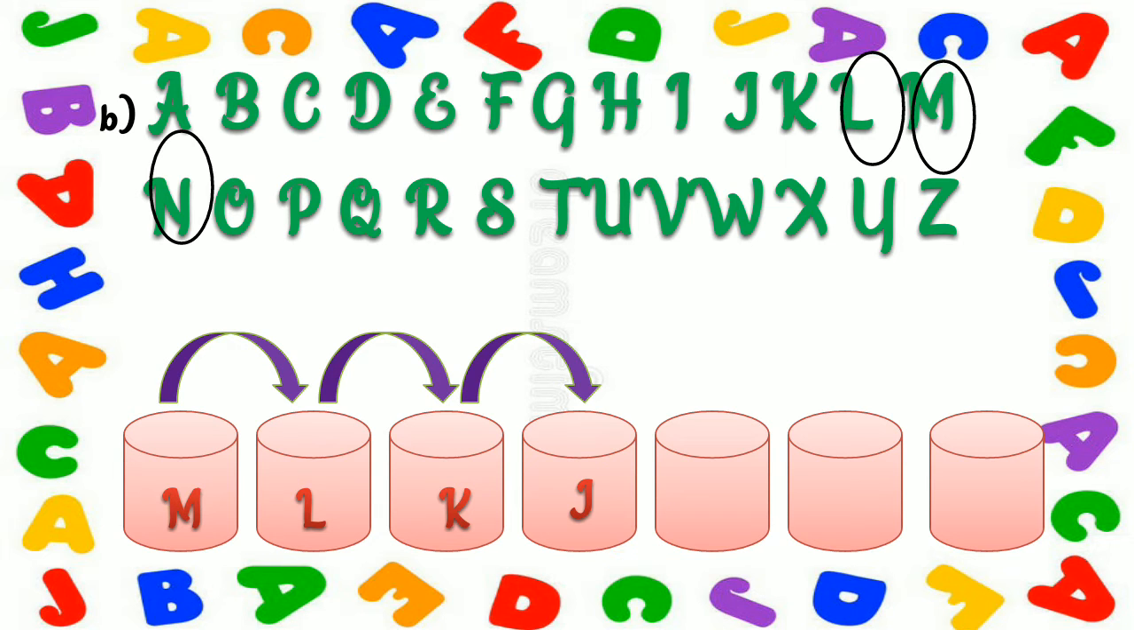Here we go back a letter to continue the series. M, then L, then K, then J. And which letter comes next to continue the series? So it's I. So here we write I. Very good. So here we write I.